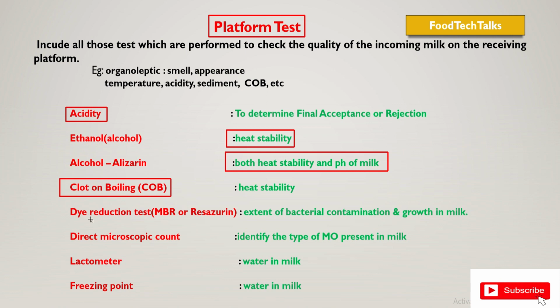Dye reduction tests such as methylene blue reduction test or Resazurin test can be used to find the extent of bacterial contamination and the growth of microorganisms in milk, whereas direct microscopic count is used to find the type of microorganism present in the milk. And both lactometer and freezing point can be used to determine added water in milk.